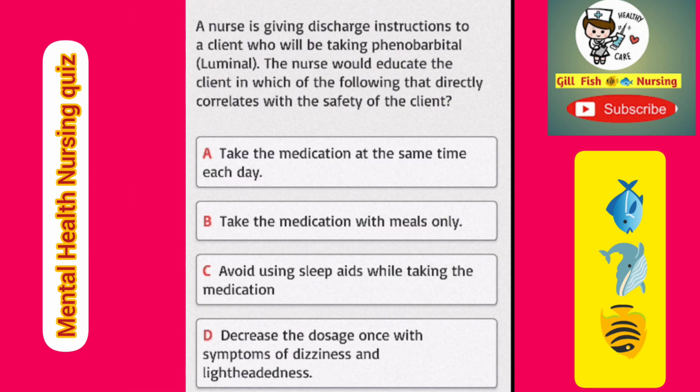Next question. A nurse is giving discharge instructions to a client who will be taking phenobarbital, Luminal. The nurse would educate the client on which of the following that directly correlates with safety of the client. So first, A. Take the medication at the same time each day. B. Take the medication with meals only. C. Avoid using sleep aids while taking the medication. D. Decrease the dosage once with symptoms of dizziness and lightheadedness.